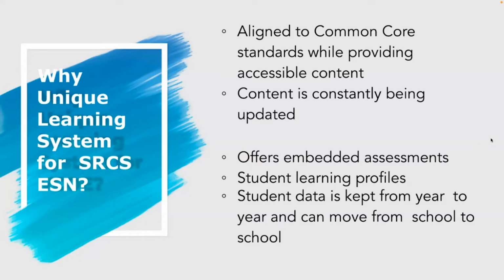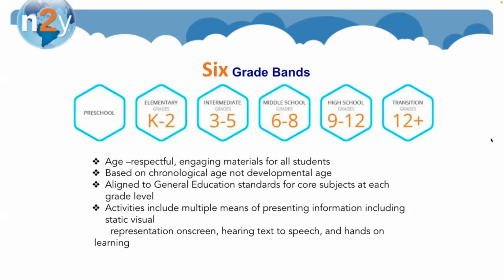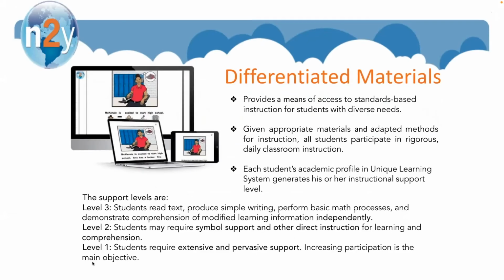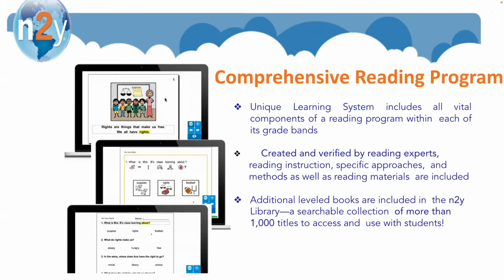And yeah, so here are the different bands. We have the elementary, the intermediate, 3 through 5. We have the middle school. We have the high school. And like we've said before, there are 3 levels. The reason I wanted to repeat this, you've seen it in one of the videos earlier, is level 1 is the most extensive support. Level 2 has some symbol support. And level 3 is more of a paragraph. They're a little bit higher functioning. The kids can actually read the text. So here's what it looks like.